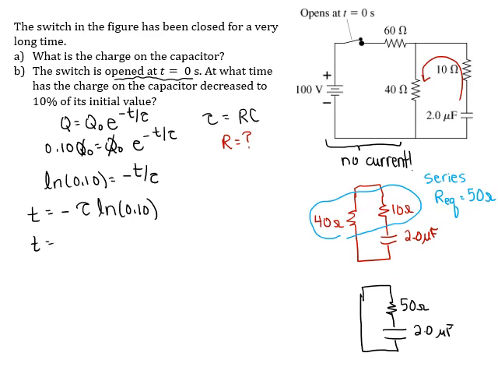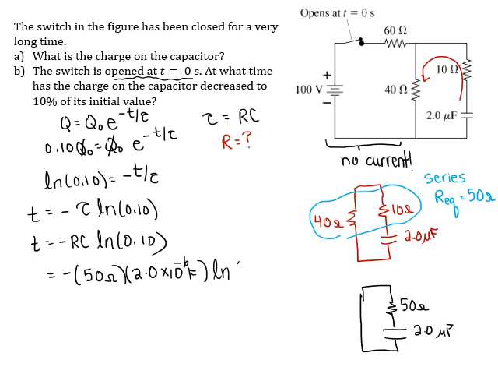So t equals minus RC times natural log of 0.10 equals minus 50 ohms times 2 microfarads, so 2 times 10 to the minus 6 farads, times the natural log of 0.10. Put all that through the calculator, you should get 2.30 times 10 to the minus 4 seconds. So that's how long it takes to decrease by 90%.